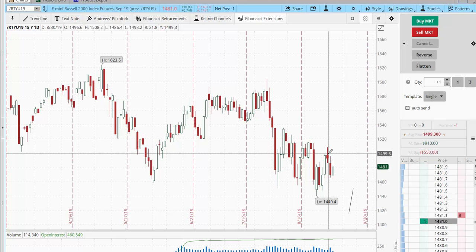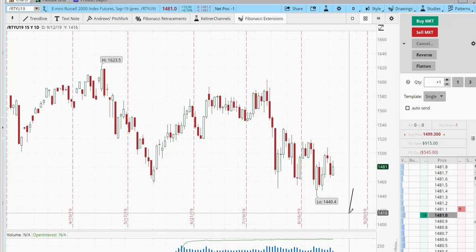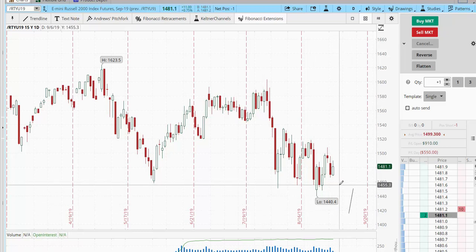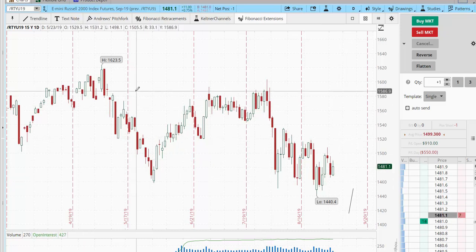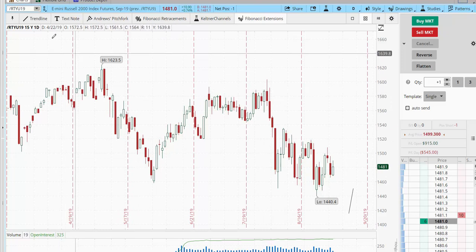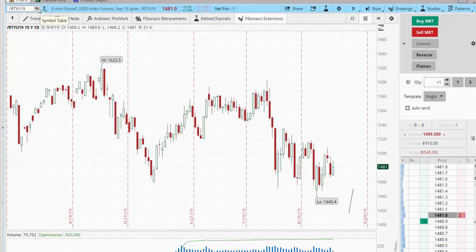Given that entry and my target being here, my reward risk ratio is approximately 9 to 1. That's a pretty good reward risk ratio. Unless I have something that gives me a stupendous reward risk ratio, I don't want to take the trade. It's not a golden trade. I want a golden trade. And so we're going to show you the techniques for finding golden trades.